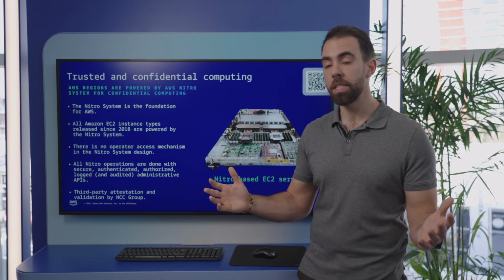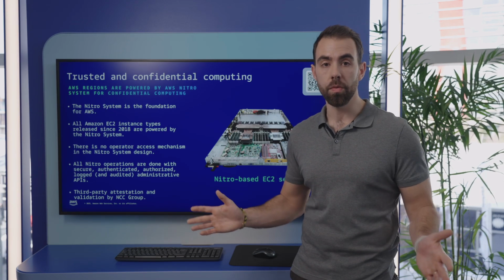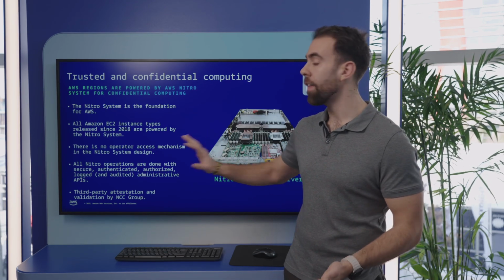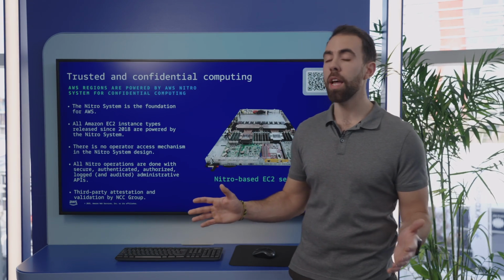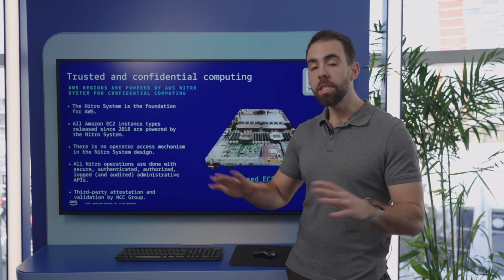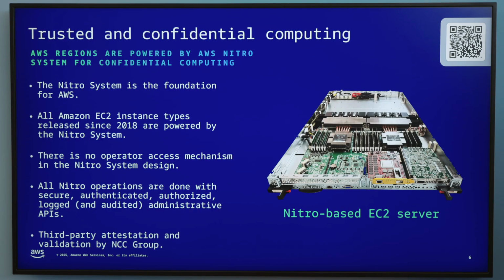Now, the Nitro system, as I mentioned, has been deployed since 2018 across all instance types, across all regions, right? So this is the foundation of our public cloud. It is deployed across all regions so that we make sure that all instance types are supporting this. So this is really the foundation of our Sovereign by Design cloud.